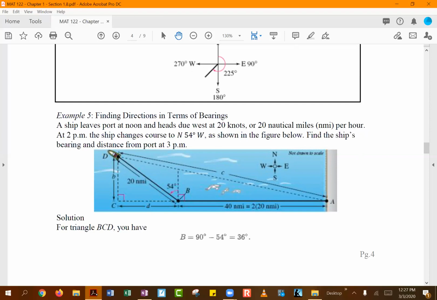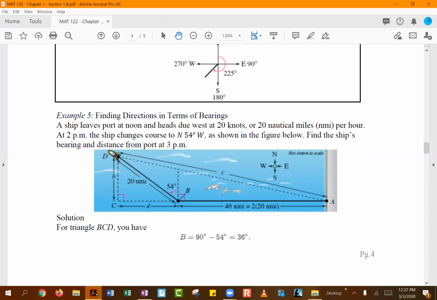They started at point A, but remember they were going due west, which means they were going straight west. They hadn't taken that northwest route yet. They just started out going west. And then at 2 p.m., the ship changed its course and started going 54 degrees northwest. And then at 3 p.m., they have traveled, at 20 nautical miles per hour, an hour later.